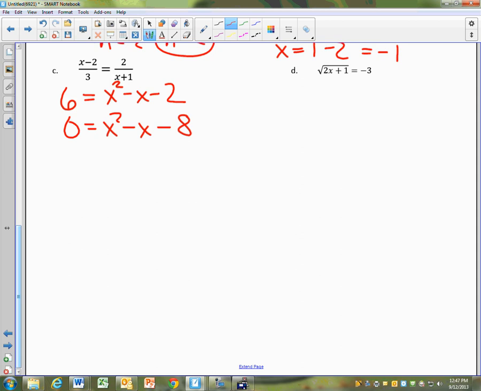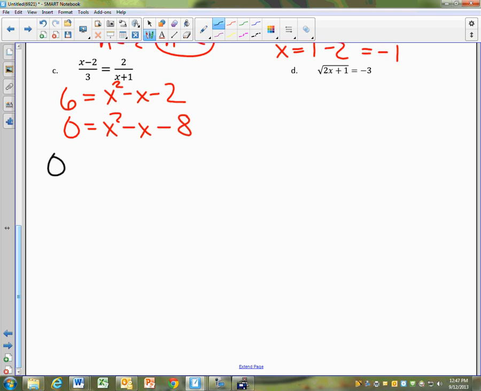So next time people look at this and say, oh, it's too big and bulky, not really. We'll make quick work of it. I like to use it. Negative B, positive 1, plus or minus, square root of B squared, 1 minus 4 times A times C.